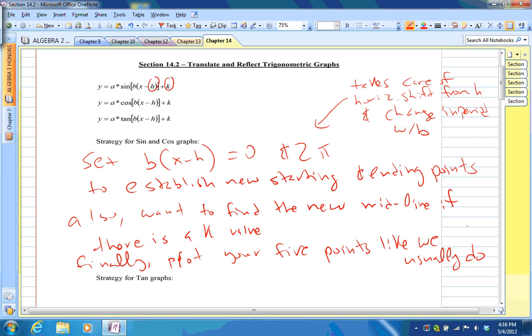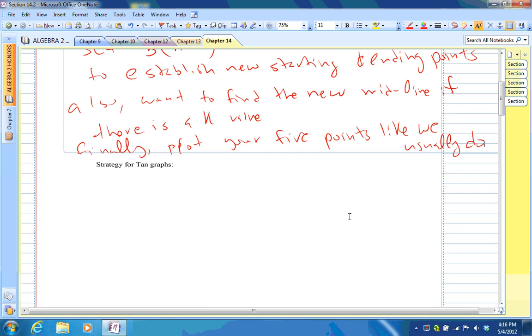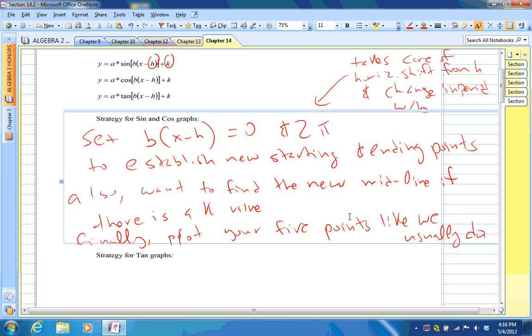So plot your 5 points like we usually do. So let's actually do the examples that deal with sine and cosine, and we'll see if there's time to do the tangent graph, because I do have to head to the Giants game in a half hour.